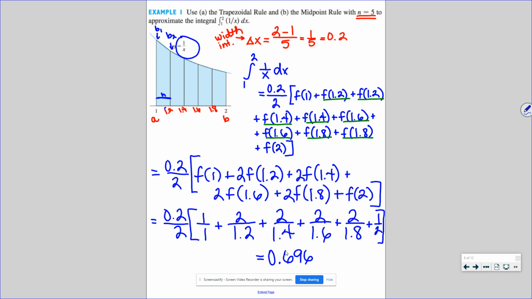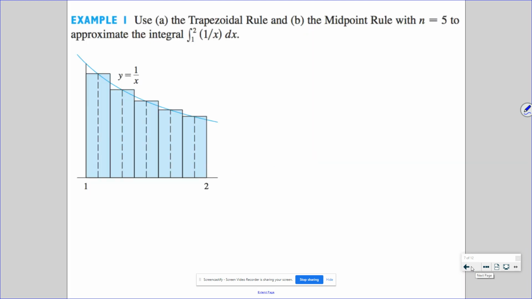Okay, that's the trapezoidal rule. I'm going to go to the next slide and do the midpoint rule for that same curve. So we would start out the same way by finding delta x, which is not going to change because it's the same exact question. Okay, and then we have midpoint for 5 rectangles.